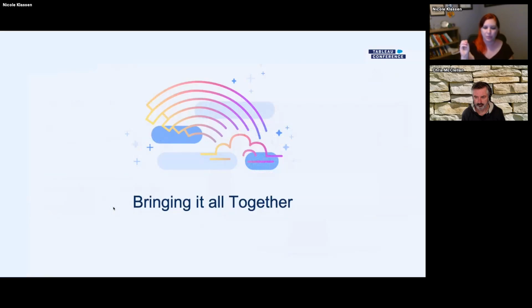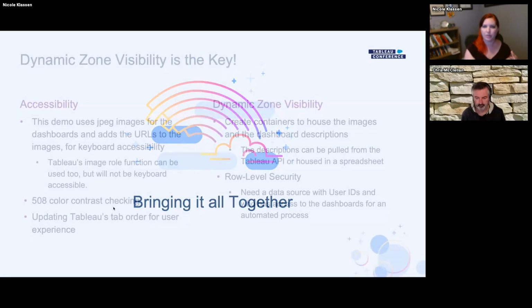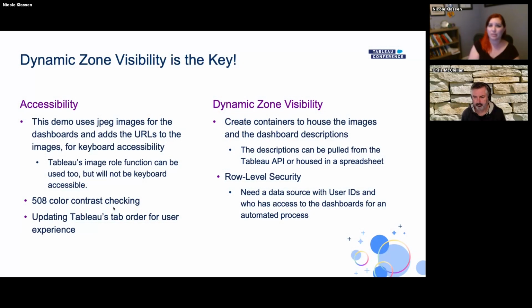So we had all of these use cases, all these things we tried. We needed to find a way to bring it all together. And so we did that with dynamic zone visibility. It is a relatively new feature in Tableau, especially for someone like me who used to be on server, and so we were always several versions behind. It felt very new.